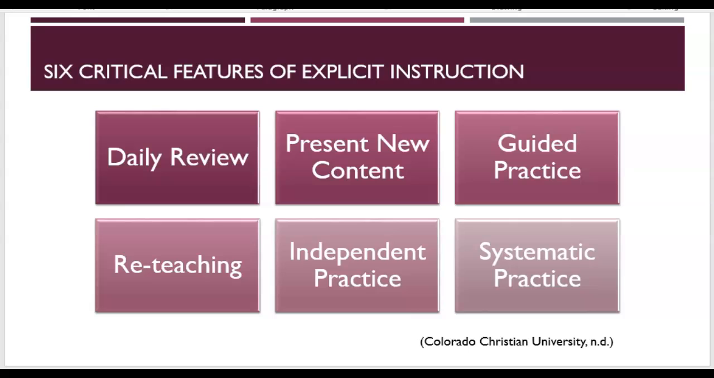Then, for any struggling students, the teacher can reteach. Independent practice is then provided for students to build proficiency and fluency. Lastly, teachers provide systematic practice, which may include weekly or monthly review to help students maintain learned skills.